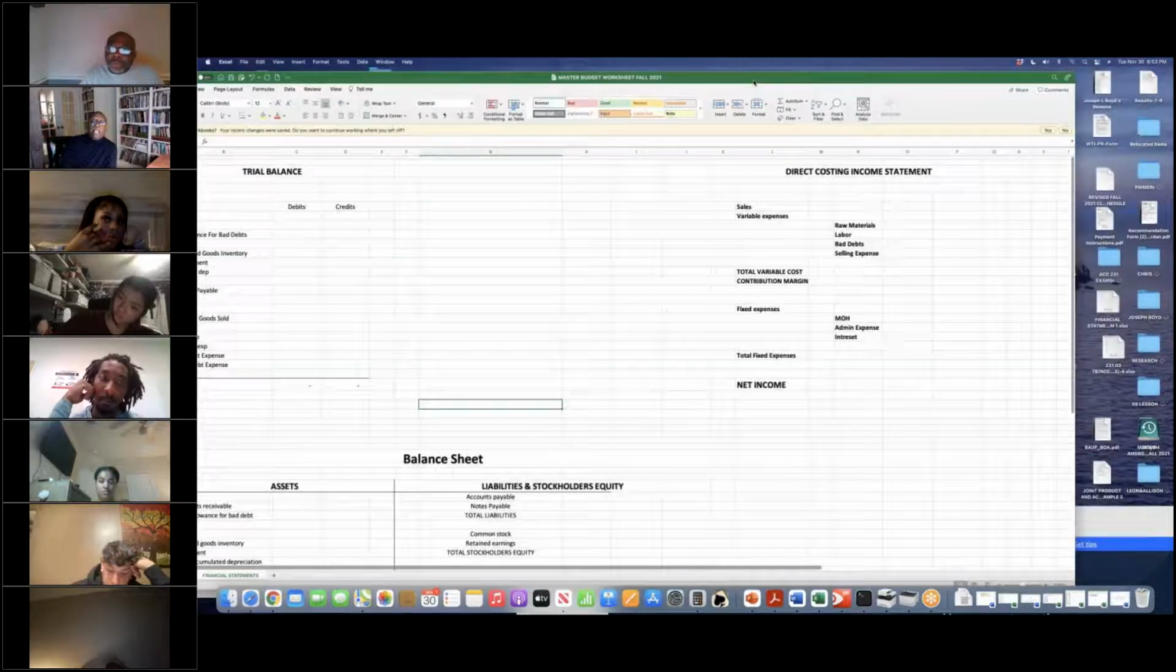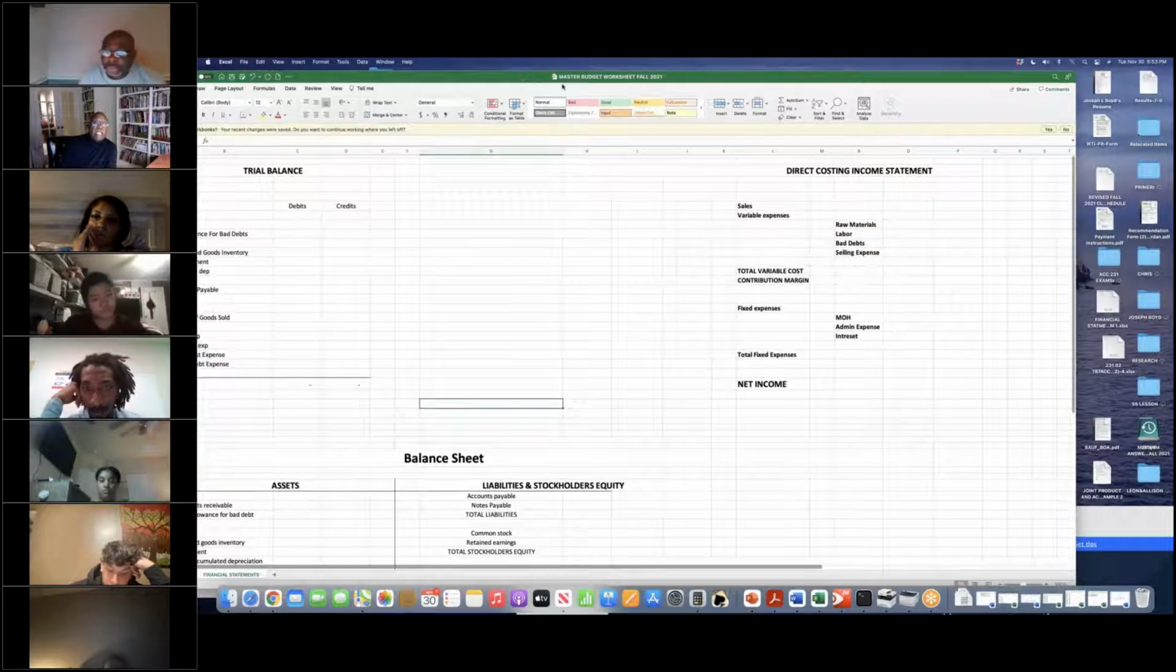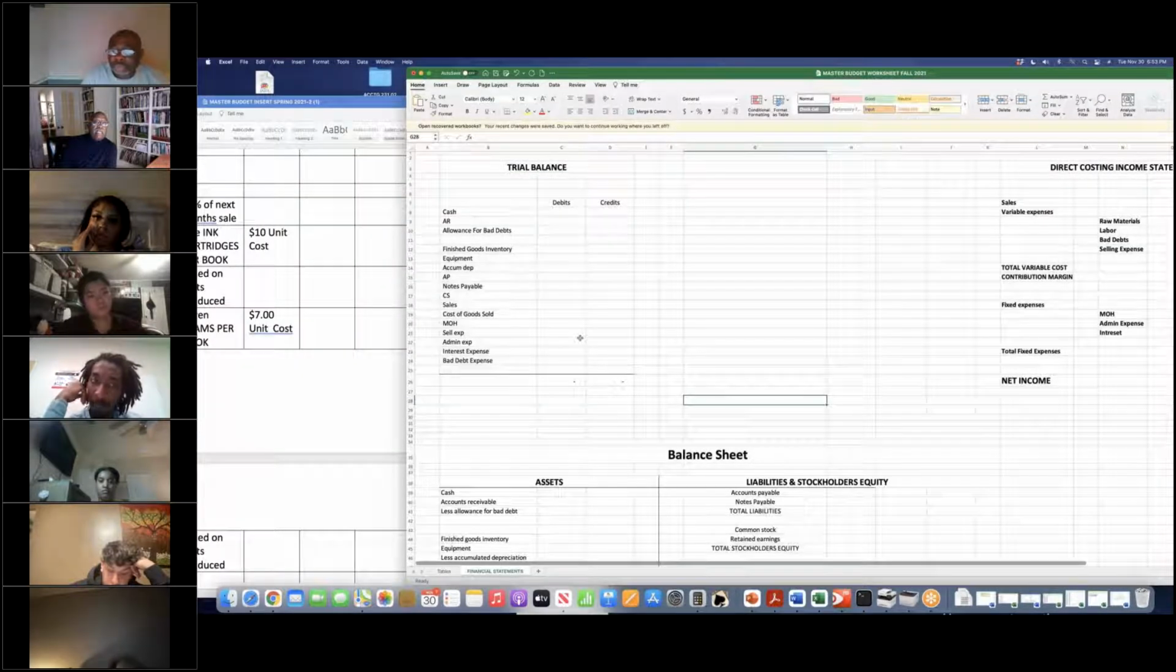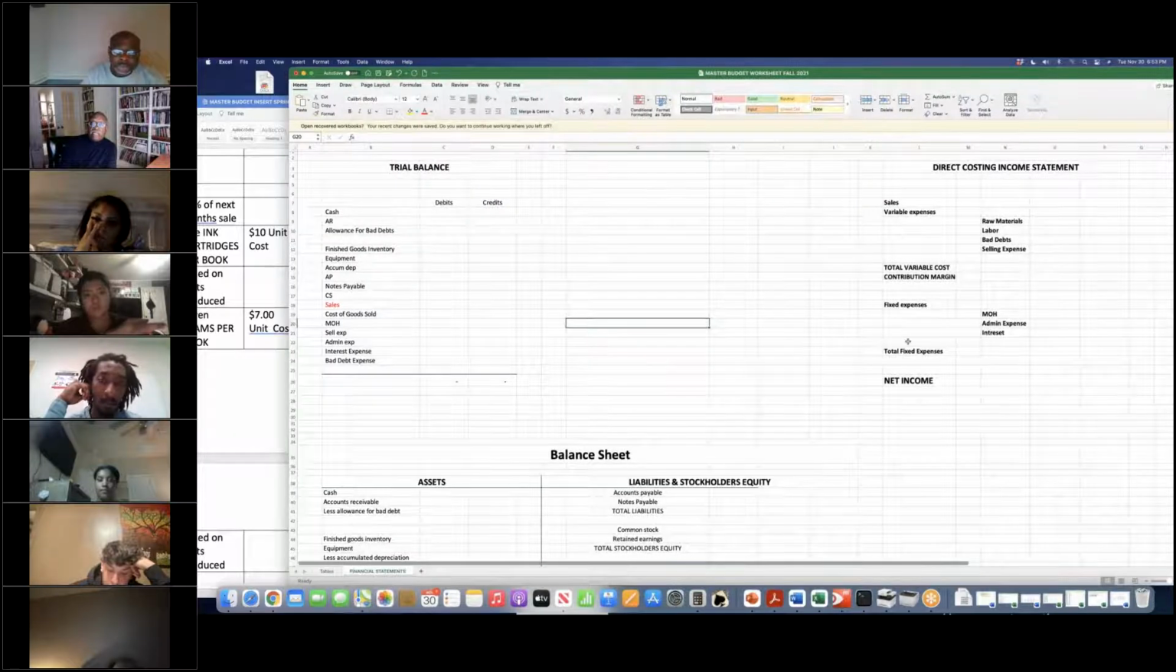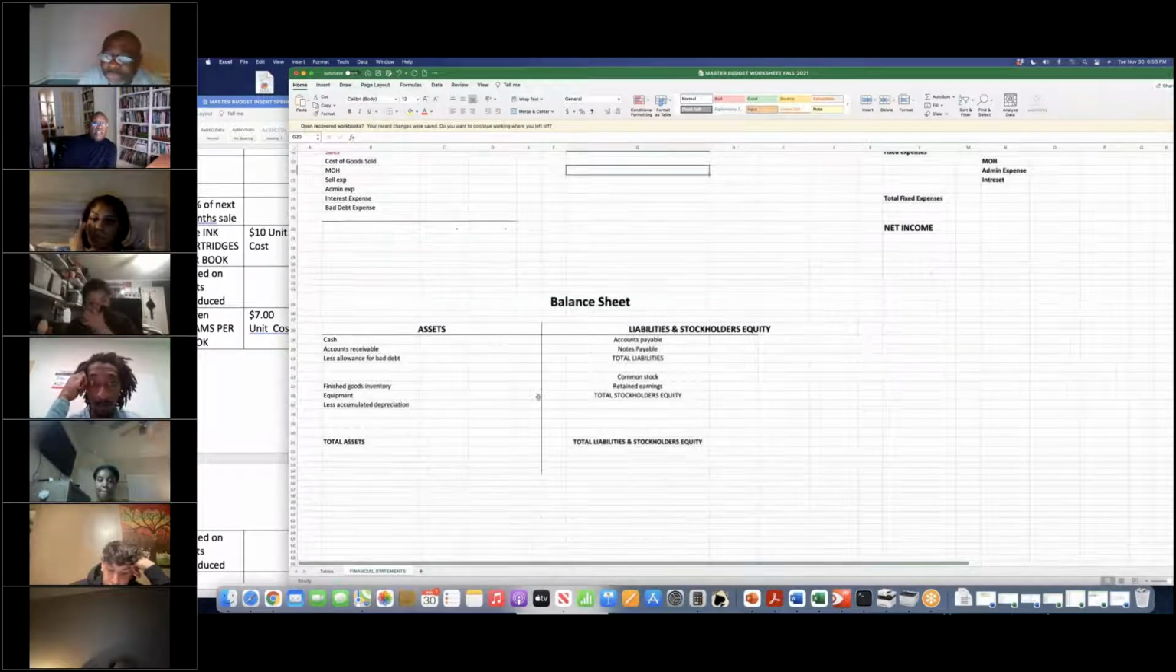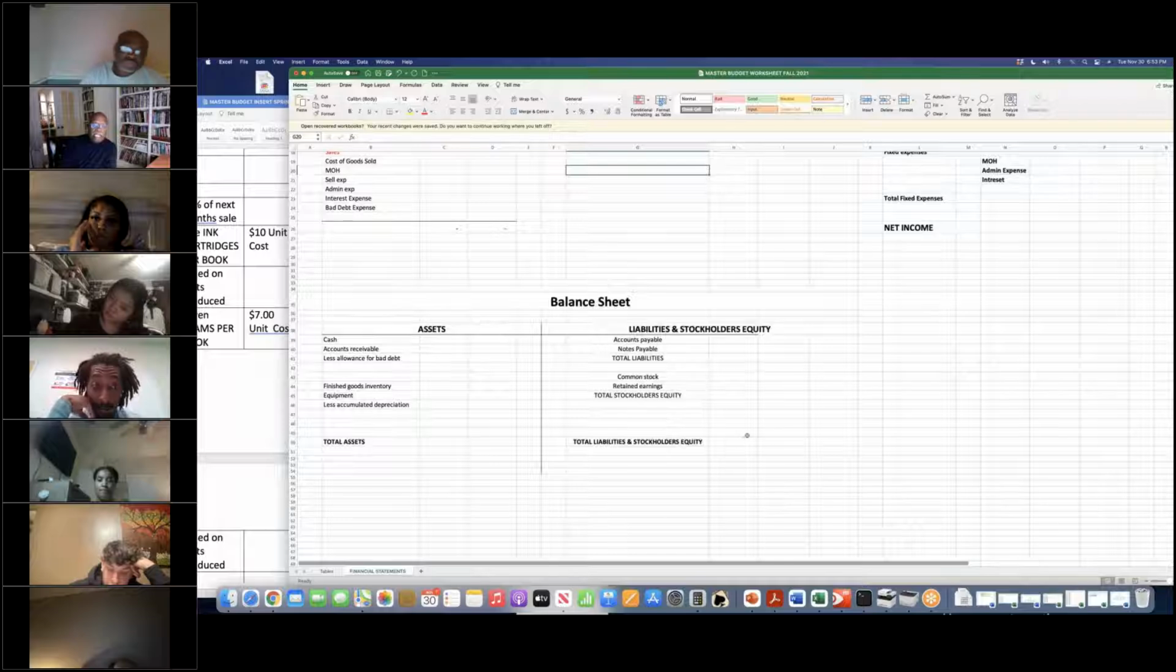So once you do that, then you do a direct costing income statement. And we know that income statement is going to start where? Sales. Everything on down is going to be on the income statement. Then you're going to do me a balance sheet and be in balance at the end. So that's your job for next time.